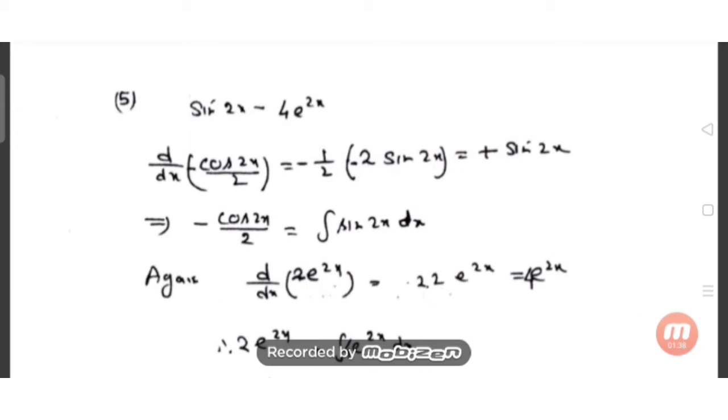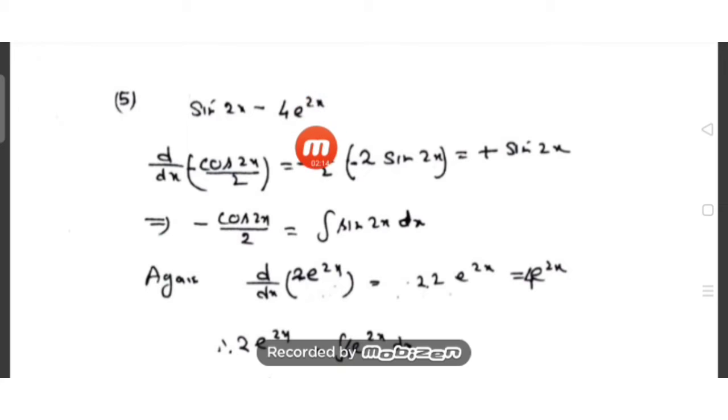Sometimes the questions are given as a difference or the sum of more than 1 or 2 functions. In that case, we will do the calculation of the functions separately, and lastly we add or subtract whatever is necessary in the question. So here we need to get sine of twice x minus 4 e to the power twice x. So for sine twice x, as I have done earlier, the derivative of minus cos twice x by 2 will give you sine twice x. Minus has come out, minus 2, this one sine twice x will come. So here we see minus cos of twice x by 2 is the integration of sine twice x into dx.